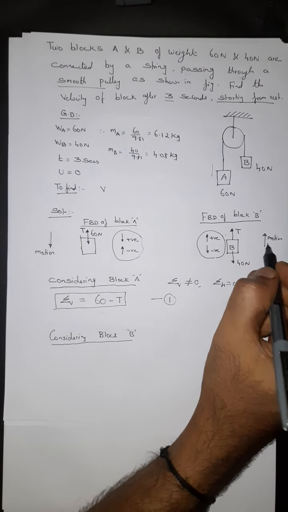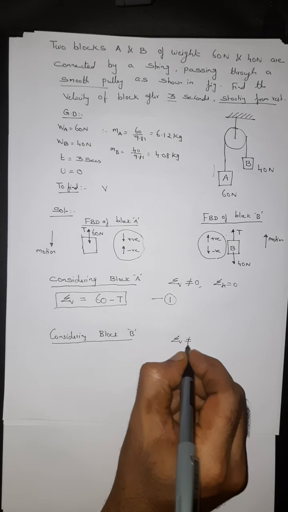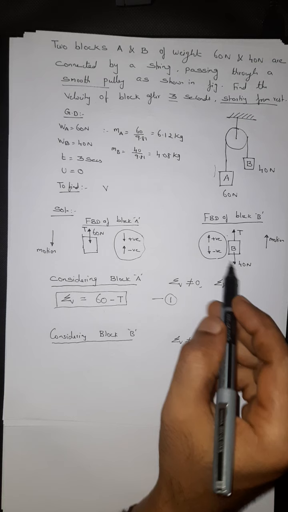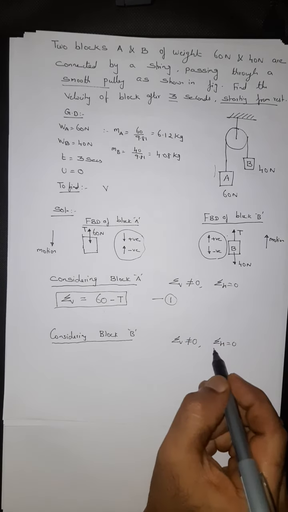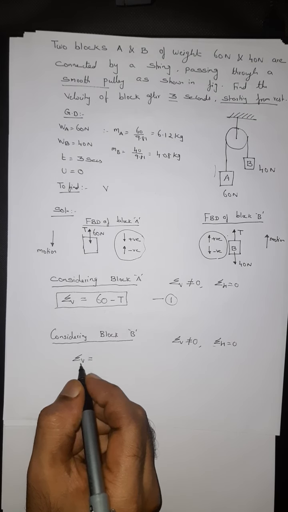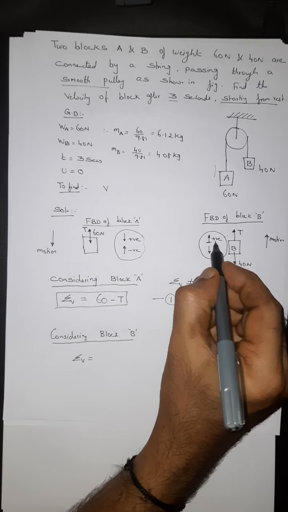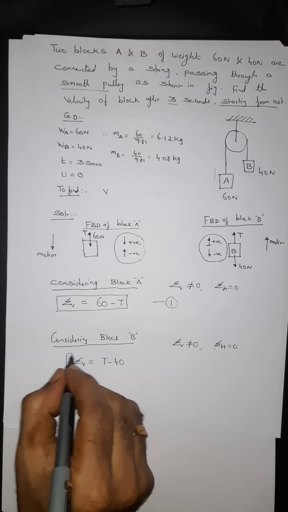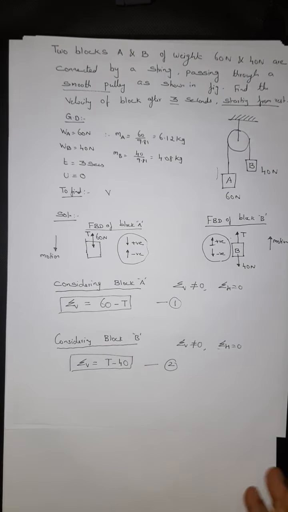I am going to consider block B. Here also the vertical motion. So therefore summation V is not equal to 0. Summation H is equal to 0. Here also there is no horizontal forces, therefore this summation H can be eliminated. So I'm going to solve the vertical forces here. Here the motion is upward, so upward direction is positive. So T minus 40. Equation number 2.